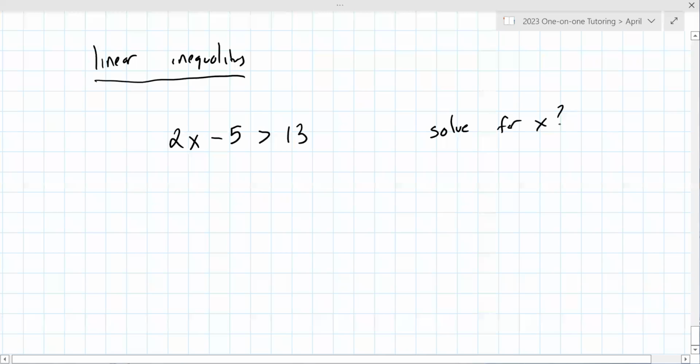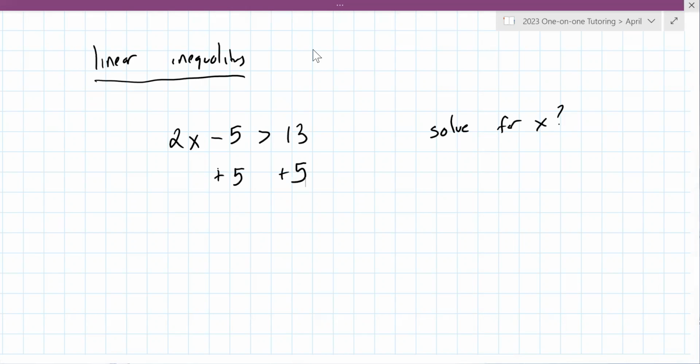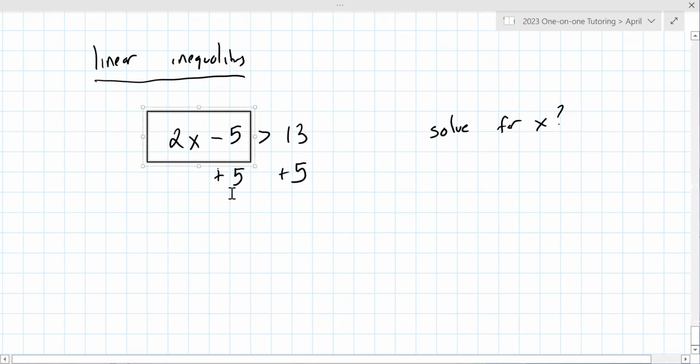I do. It's kind of similar to, I can never remember all the math vocabulary, but it's that one equation. Okay, yeah. So you're gonna add 5 to both sides. The reason you add 5 to both sides is you look at the side with x, and you say, okay, I've got 2 times x minus 5. You're gonna undo subtraction by 5 by adding 5. So this becomes 2x greater than 18.